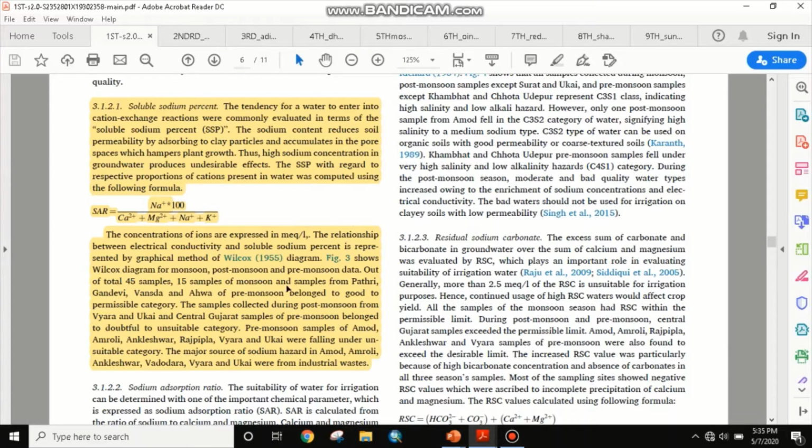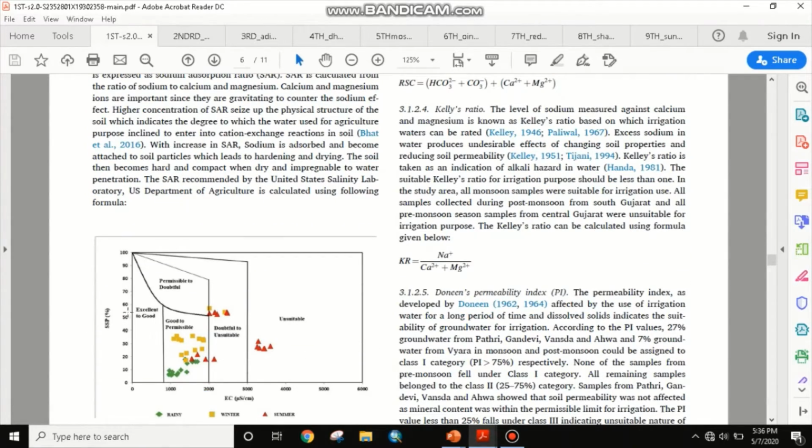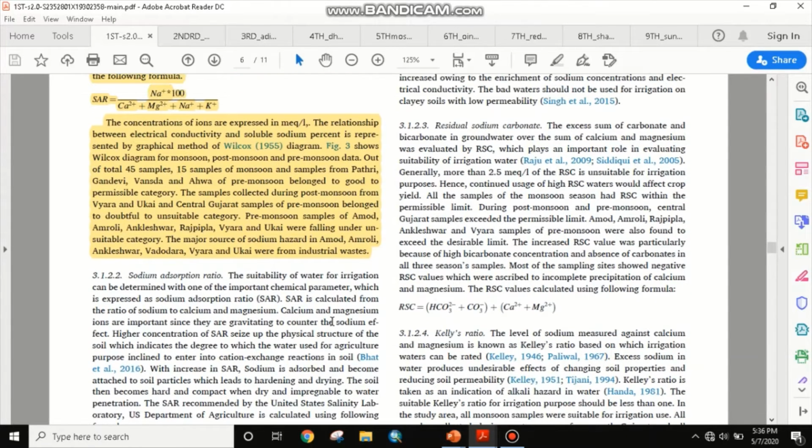15 samples of monsoon and samples from Pathri, Gandevi, Vansda and Ahwa of pre-monsoon belong to the good to permissible category. So we have seen that the Wilcox diagram has different categories. Here we see the excellent to good category, the good to permissible category, and the permissible to doubtful category over here. So it separates different categories by putting lines, and these lines have been fixed by default by Wilcox.